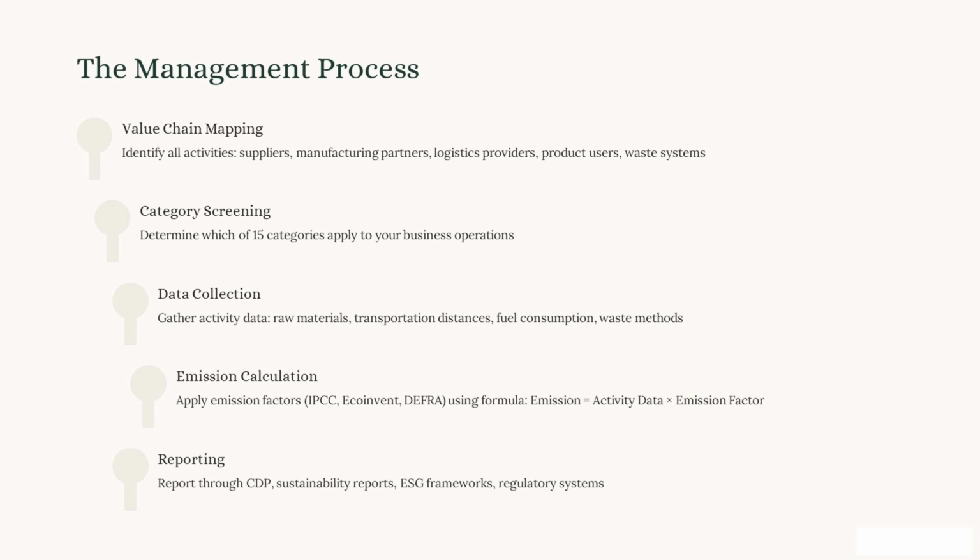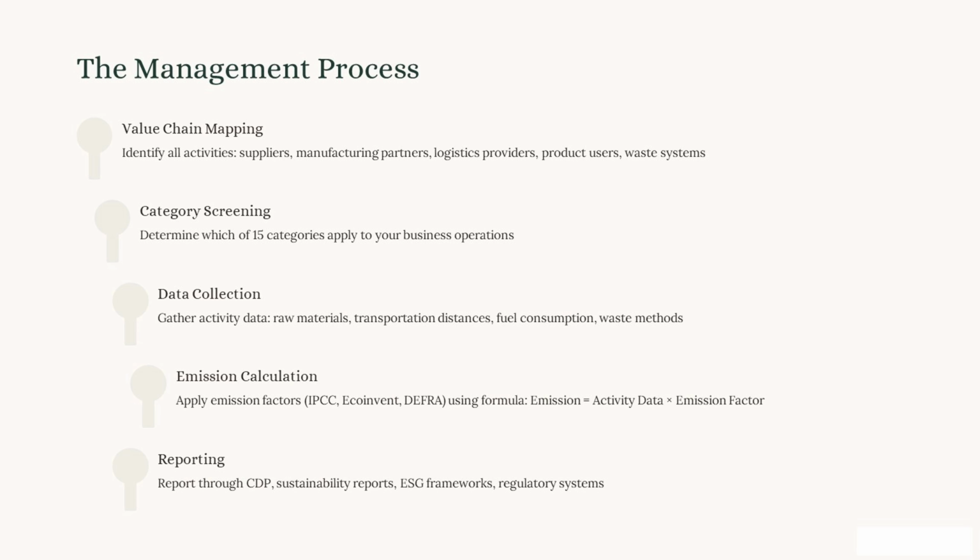Step 2, identify relevant Scope 3 categories. Not all 15 Scope 3 categories apply to every company. Companies perform a screening assessment to identify which categories are most relevant. For example, manufacturing companies may focus on purchased goods and transportation, while software companies may focus more on business travel and data center energy use.